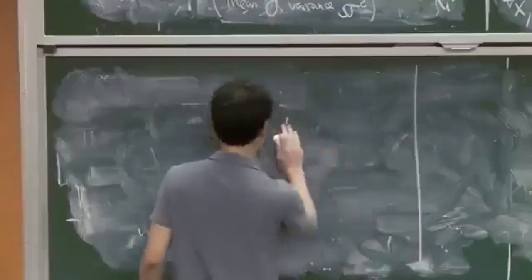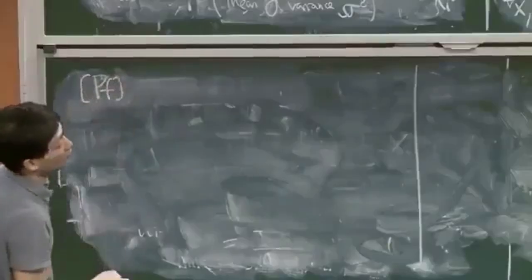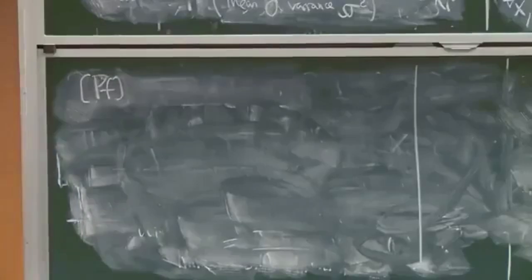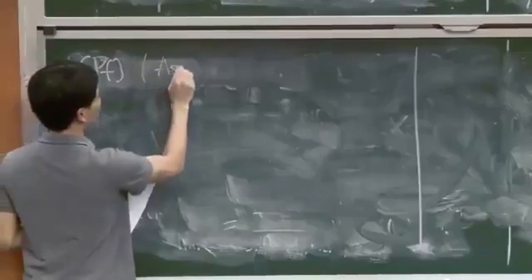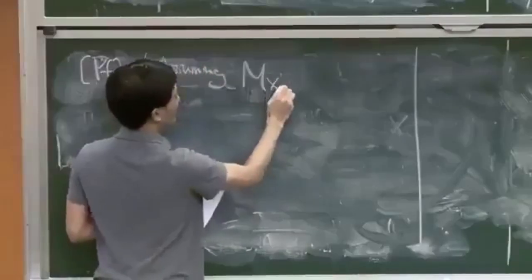There's a proof. I will prove it when the moment generating function exists. So assume that the moment generating function exists. So, proof assuming m of xi exists.